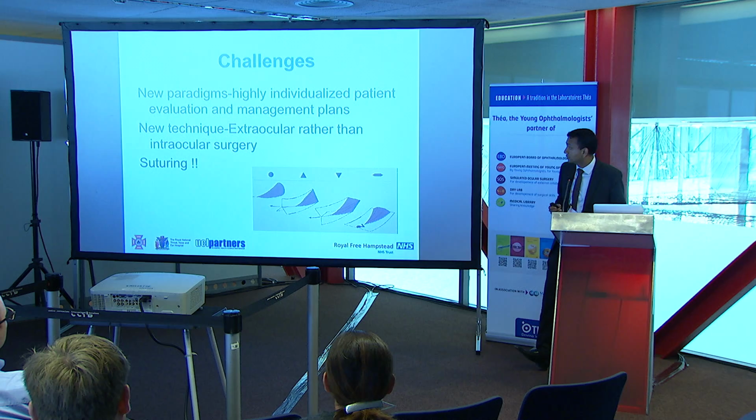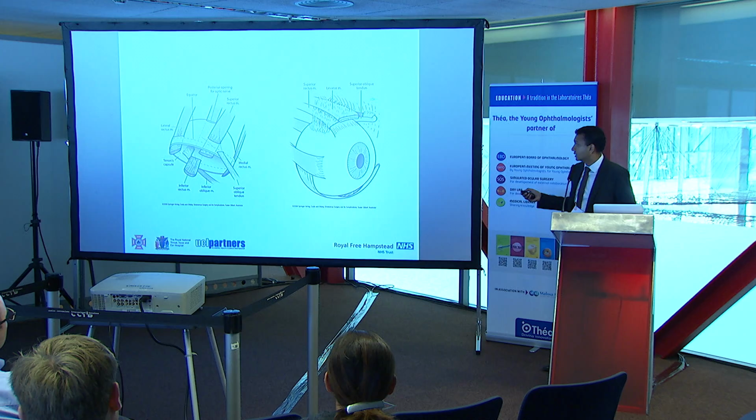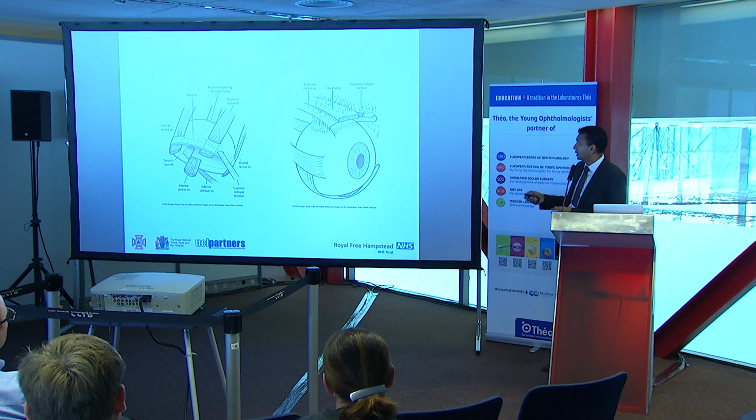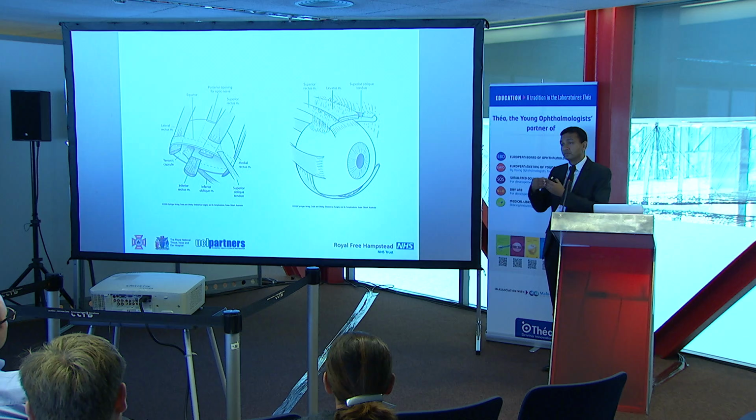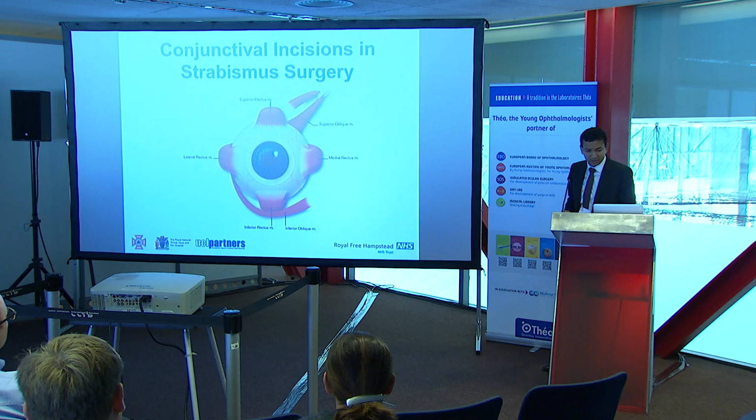Now, the thing to understand here is that Tenon's capsule is a very complex structure, and all the muscles have connections. So you can see here the levator, superior rectus, and the superior oblique. Now, why is this important? Well, if you move a muscle, you move all the Tenon's, which means you also move the other muscular attachments. For example, if you do a superior rectus recession, you move it back, it can also cause a lid retraction. So you have to be very careful when you move a muscle about these things.